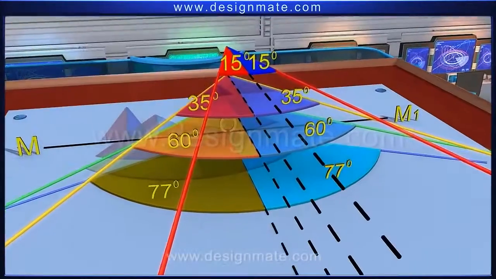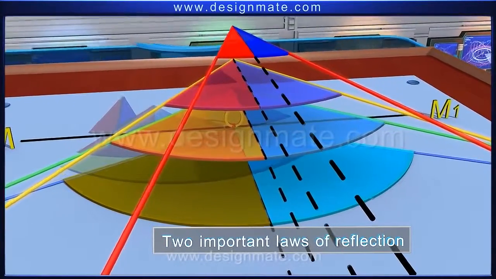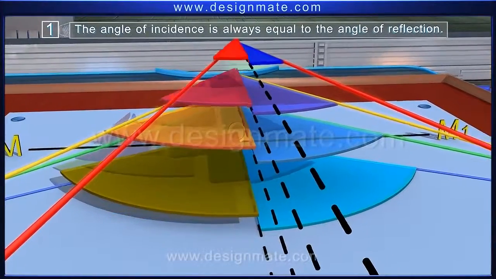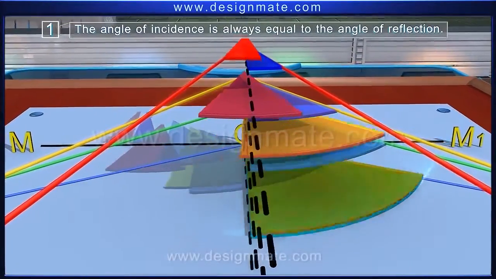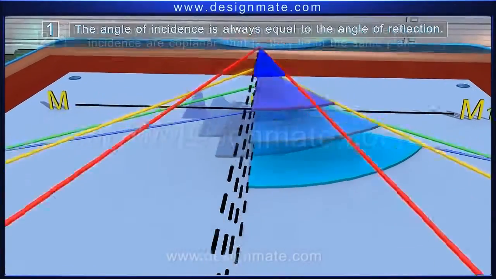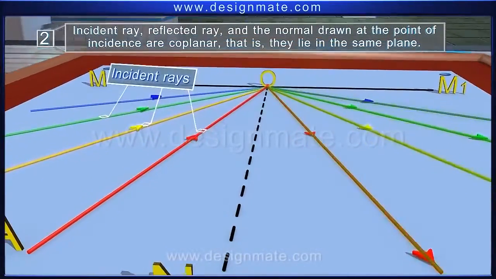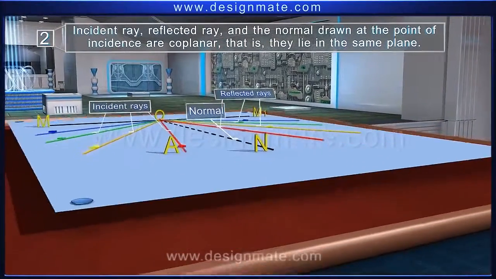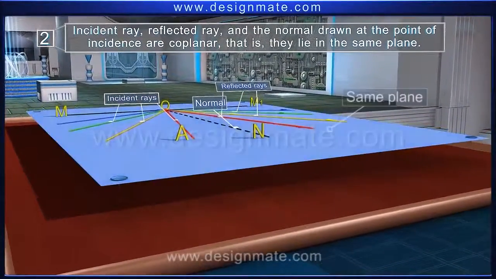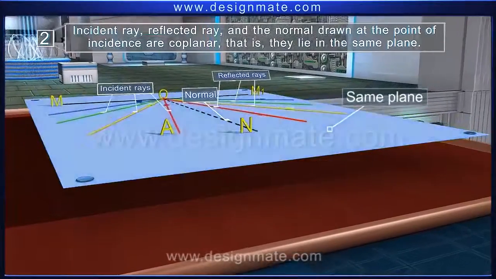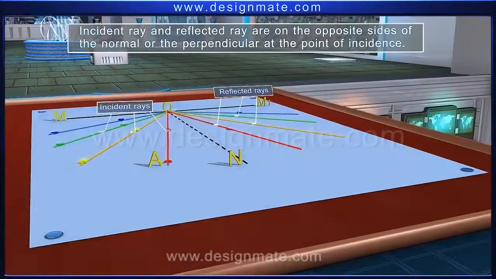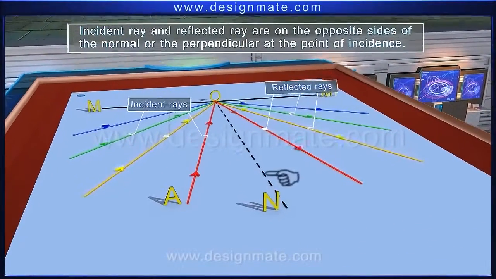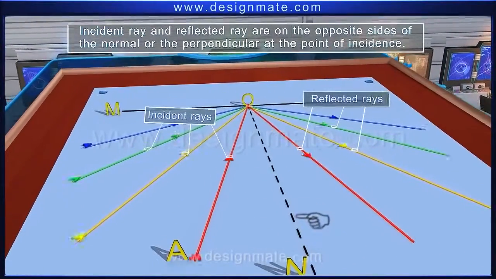From these experiments, 2 important laws of reflection can be deduced. The angle of incidence is always equal to the angle of reflection. Incident ray, reflected ray, and the normal drawn at the point of incidence are coplanar, that is, they lie in the same plane. Note that the incident ray and reflected ray are on the opposite sides of the normal, or the perpendicular, at the point of incidence.